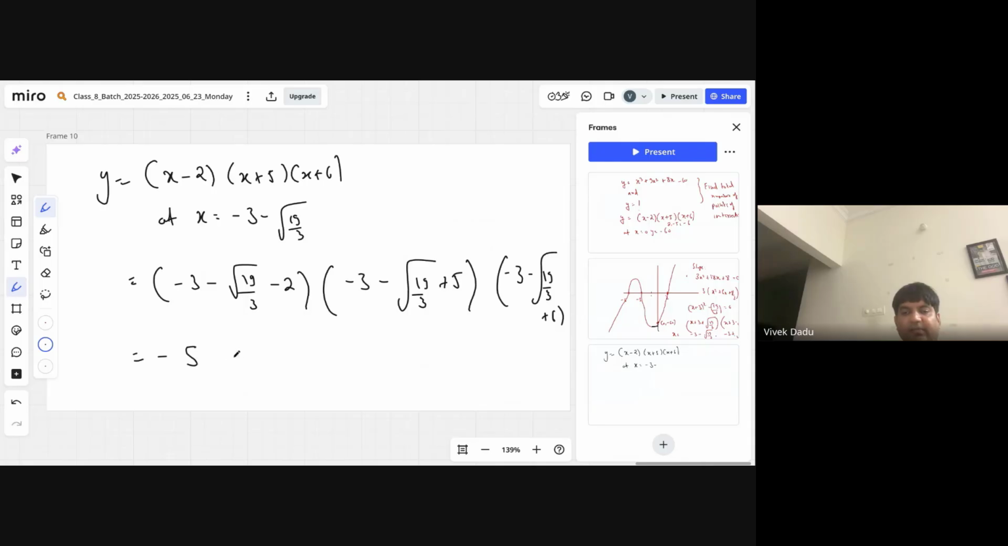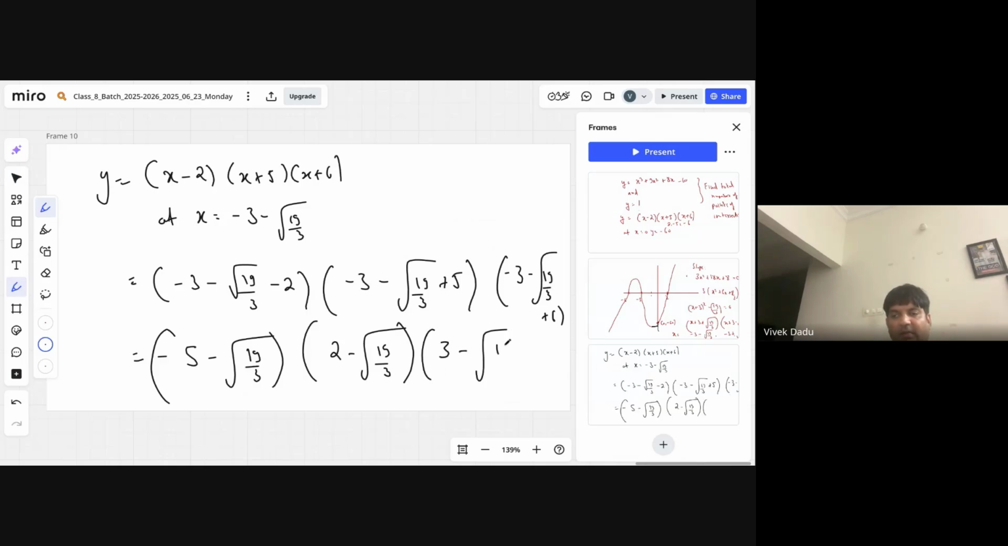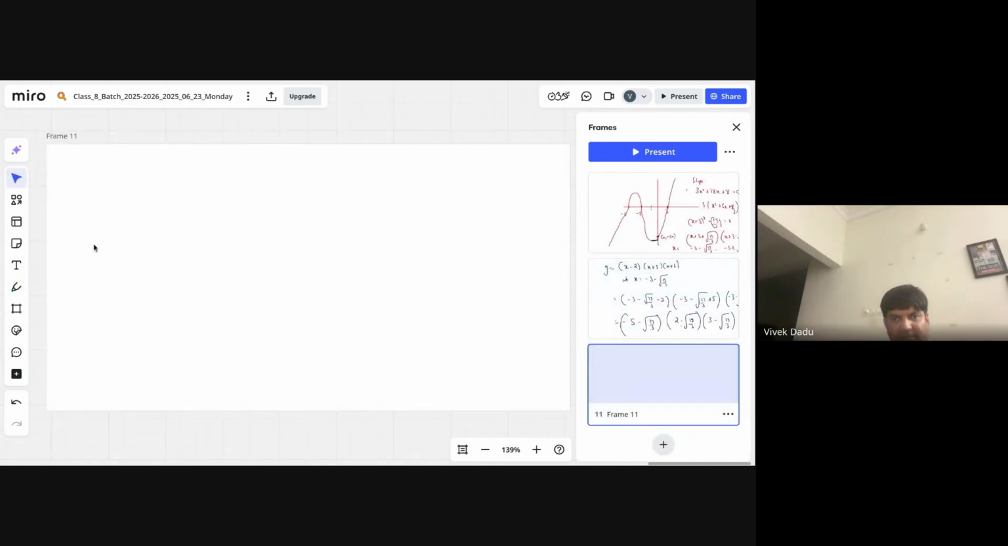Let's see, we get minus 5 minus root 19 by 3. Here we get 2 minus root 19 by 3. Here we get 3 minus root 19 by 3. Now this is where you can be more smart. You will have to multiply these three, but which ones look easier to multiply? First, second, or second, third? Second, third look easier. I mean, it won't make too much of a difference, to be honest.